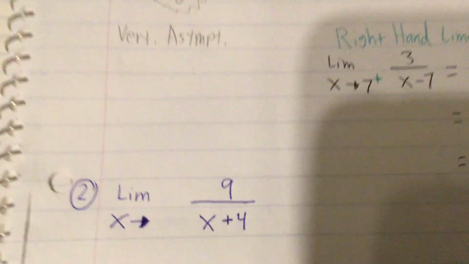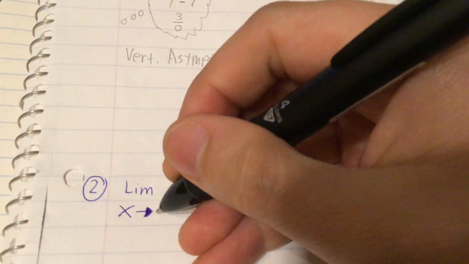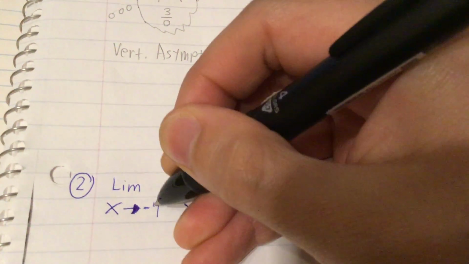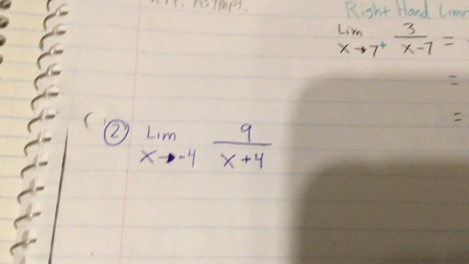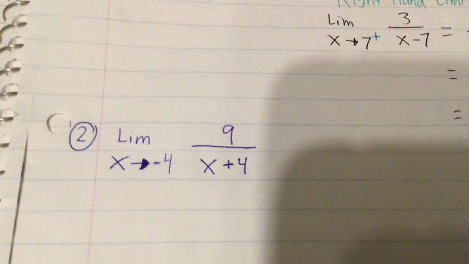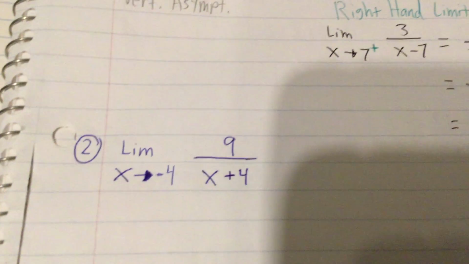See if you can do this problem independently. The limit as x approaches -4. And tell me why your solution is the way it is. Okay, I'm just setting up for the next problem on Desmos.